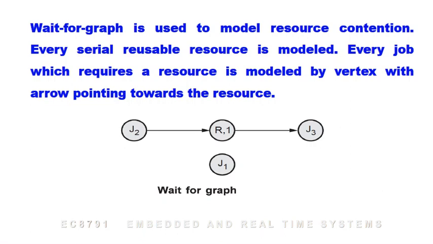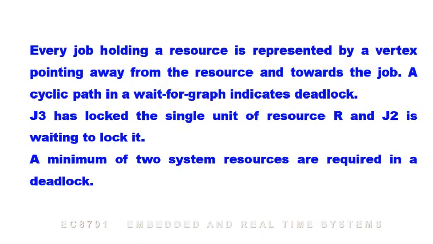Every job which requires a resource is modeled by a vertex with an arrow pointing towards the resource. It's a wait-for graph. Every job holding a resource is represented by a vertex pointing away from the resource and towards the job. A cyclic path in a wait-for graph indicates deadlock.